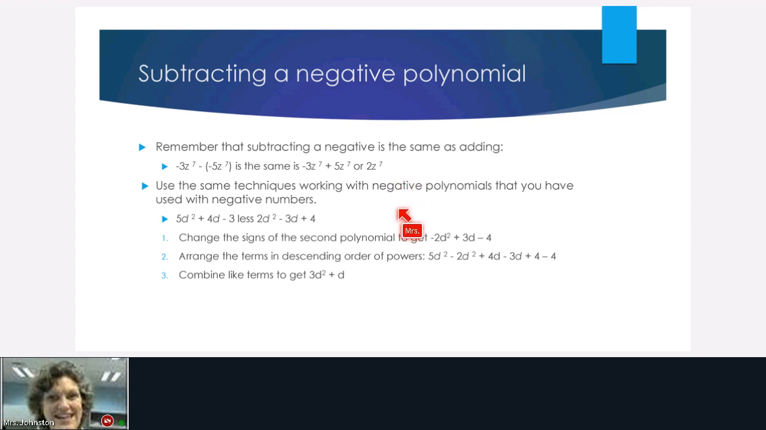Use the same techniques working with negative polynomials. Okay, so we're going to take 5d squared plus 4d minus 3 less 2d squared minus 3d plus 4. Same problem we had before, but this time I'm going to change the signs of each of the terms in the polynomial, combine them, and I come up with the exact same answer, 3d squared plus d.